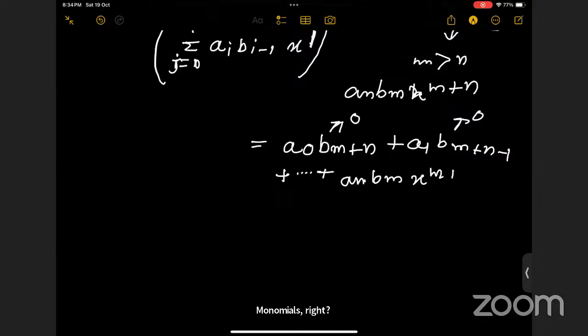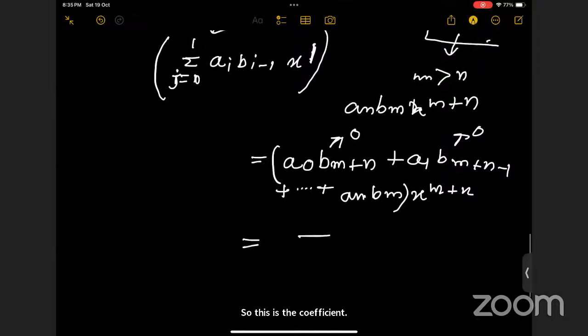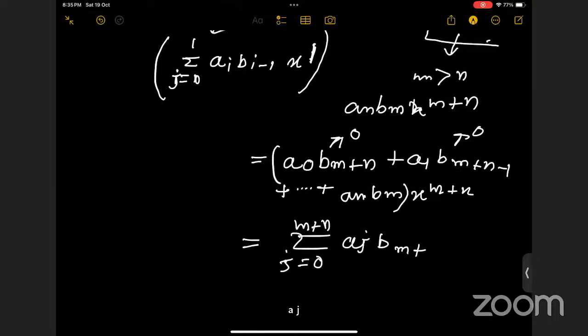Yes, ma'am. So this is the coefficient of this. Then we will again express it as summation j equals 0 to m plus n of a_j b_(m+n-j) x^(m+n), right?